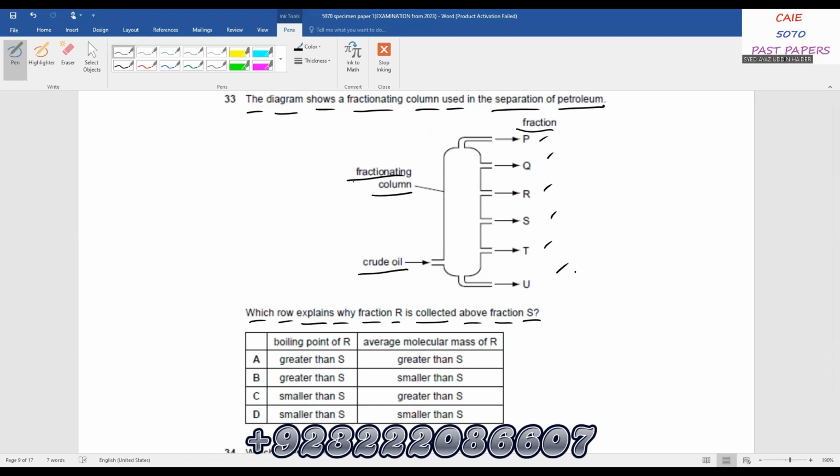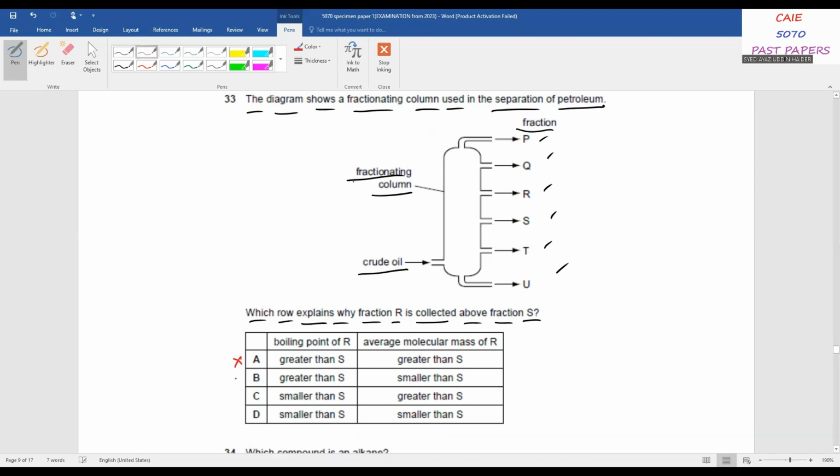If the boiling point of R, if they have written greater, so straight away you will omit both of these choices, A and B. You are left with C and D. Both of these are correct. Now look at the statements. For average molecular mass of R, it should be smaller than S. So this is wrong. This one is correct. So the correct answer will be D.